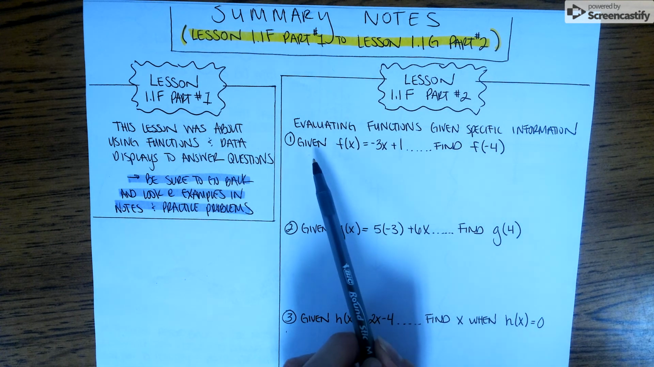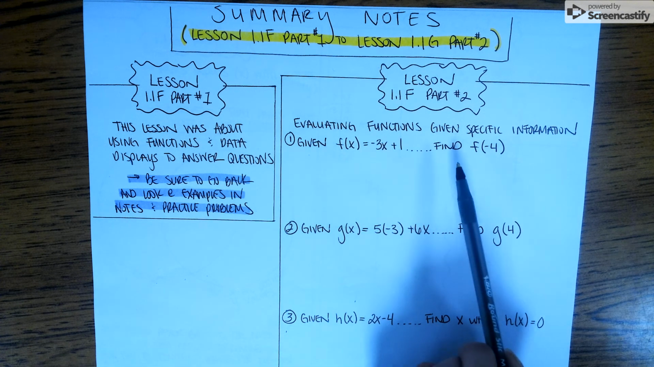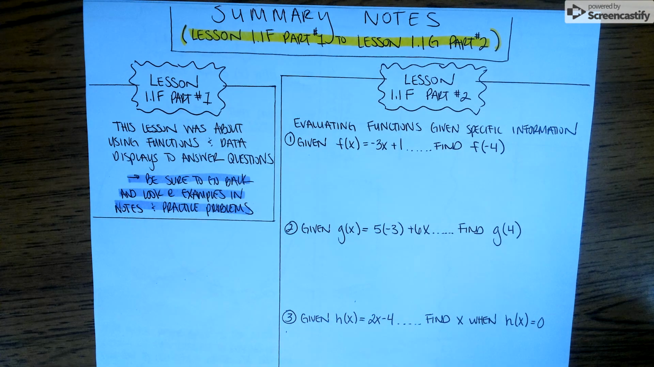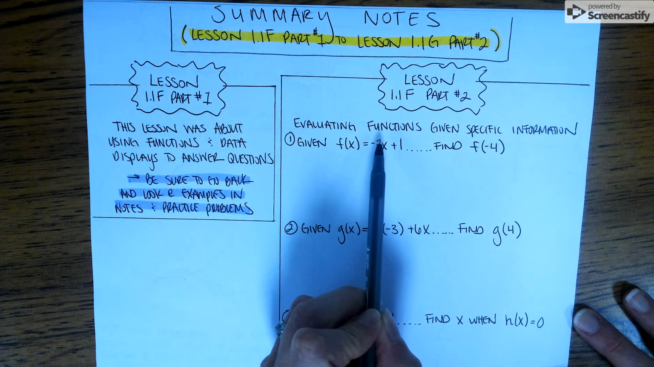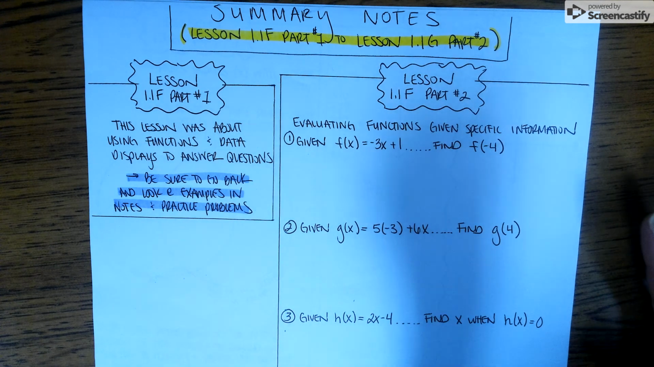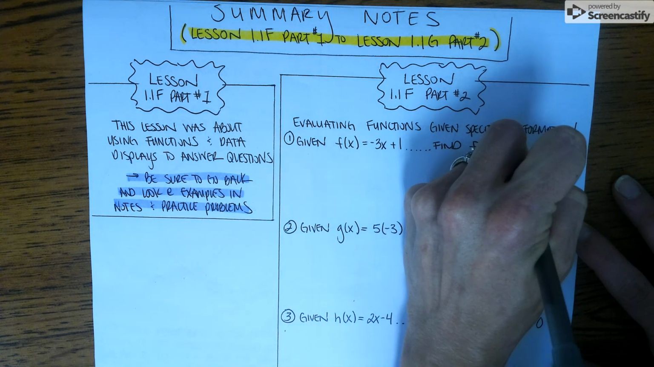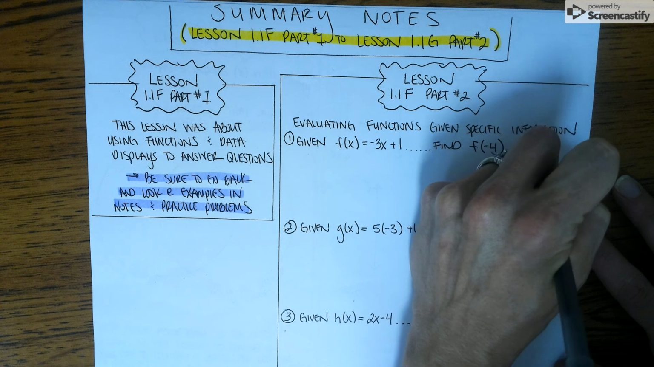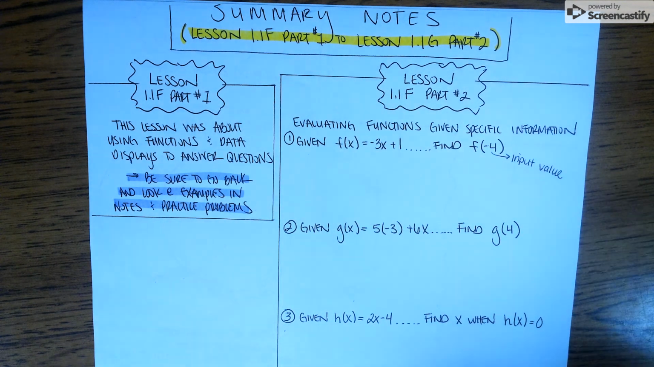Example 1 says, given f of x equals negative 3x plus 1, find f of negative 4. Basically what we are provided is first a function or an equation, and then some information, what's called an input value. This negative 4 is going to be our input value that we're going to use in place of the x variable in our function.